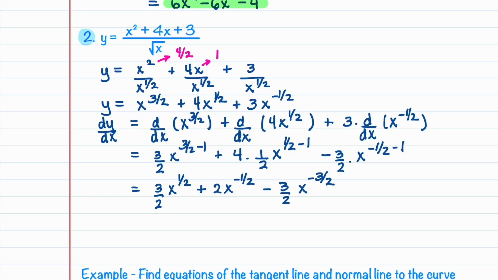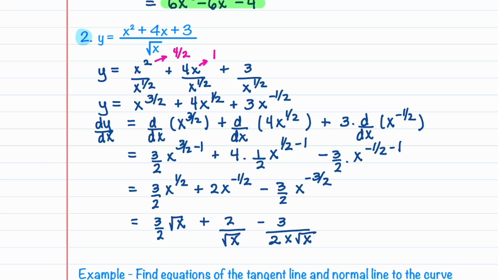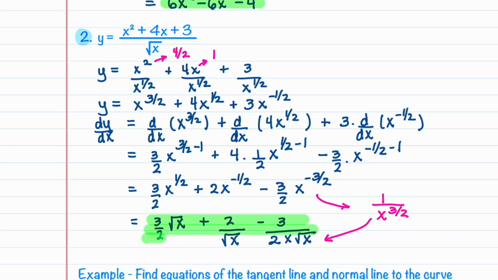So I'm going to rewrite this as 3/2 times the square root of x plus 2 all divided by the square root of x minus 3 all divided by 2, and then x to the minus 3/2 becomes x to the 3/2 when we put it in the denominator, and then x to the 3/2 can be written as x times the square root of x. Let me just make a note over here so this is clear. This is 1 over x to the 3/2, which we then wrote as x times the square root of x. And there is our final answer.